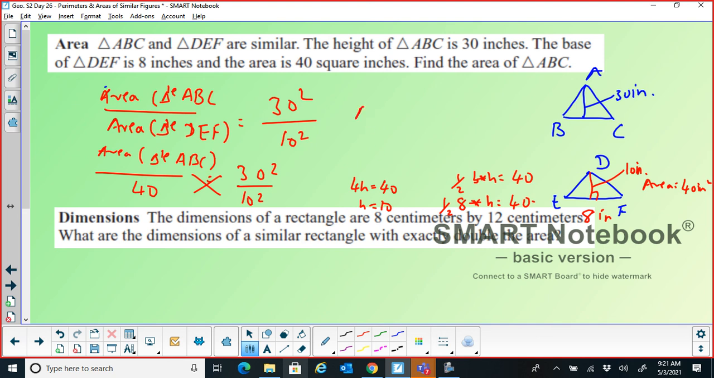So area of triangle ABC equals, I am not simplifying, but you should be able to make out 40 times 30 squared, which is nothing but 40 times 900, and divide by 100 to get the answer as 360. 360 square inches as the area of triangle ABC.